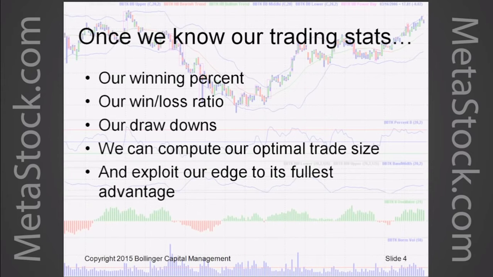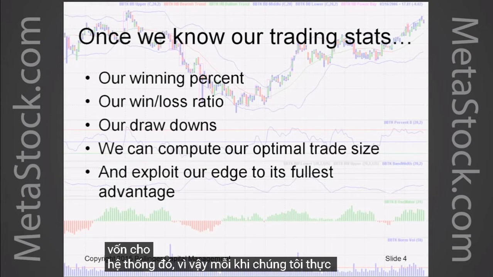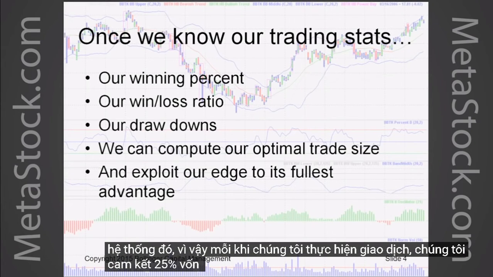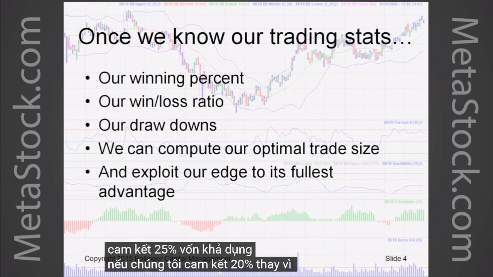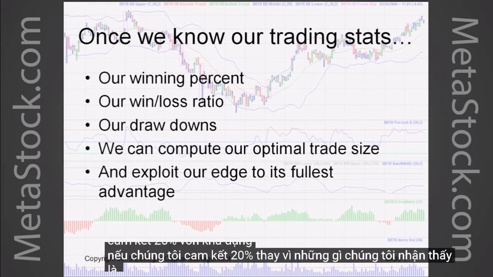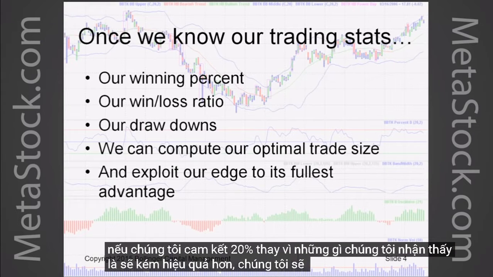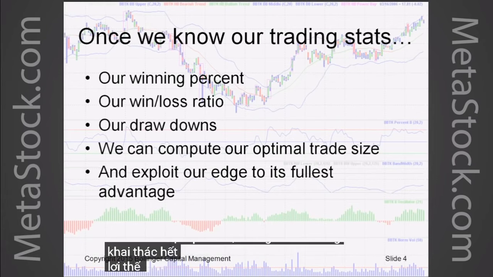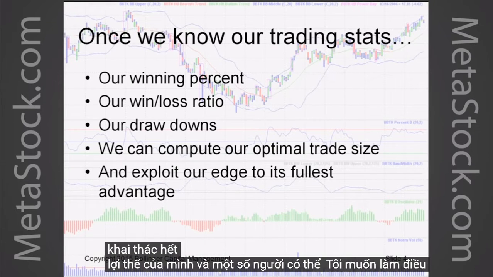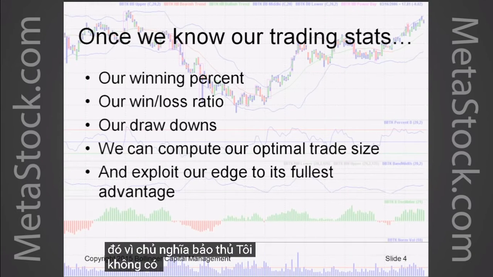If, say, we have a simple trading system and we calculate the optimal trade size as 25% of the available capital to that system, so each time we make a trade, we commit 25% of the available capital. If we commit 20% instead, what we'll find is that we'll underperform. We won't exploit our edge to its fullest possible advantage. And some people may wish to do that out of a sense of conservatism. I don't have any problem with that.